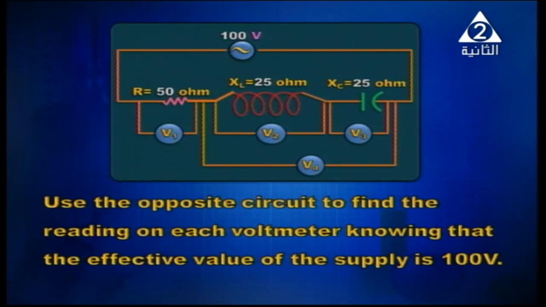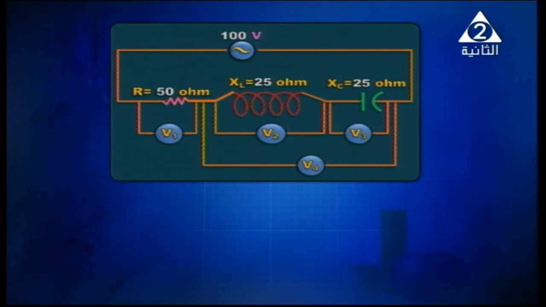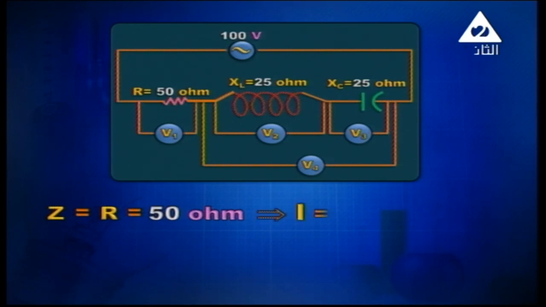Okay? In a state of resonance, the impedance Z is equal to R. R is given to be equal to 50. So Z is equal to R, and it is equal to 50. At resonance, V supply, the total voltage, equals the voltage across the resistor. So the voltage across the resistor will be 100. So it's all easy to find the current. I equals 100 over the resistance, which is 50. So the current equals 2 amperes.